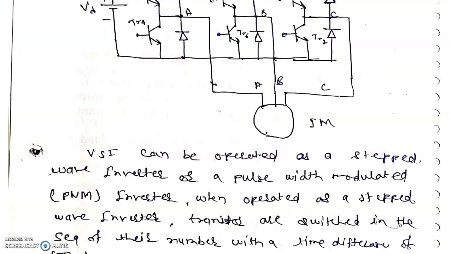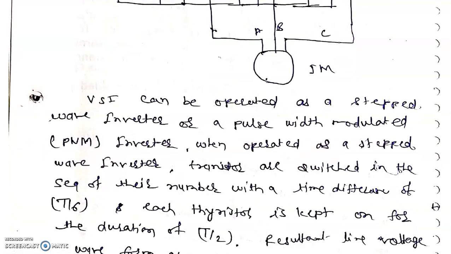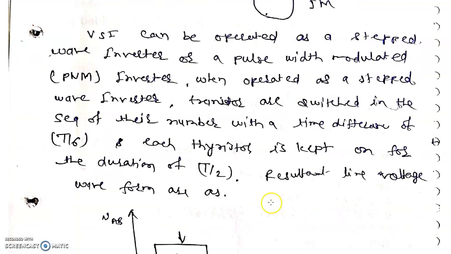When operated as a stepped wave inverter, the thyristors are switched in the sequence of their number, T1 to T6. Each thyristor is kept on for a duration of T by 2 and switched in the sequence of their number with a time difference of T by 6.